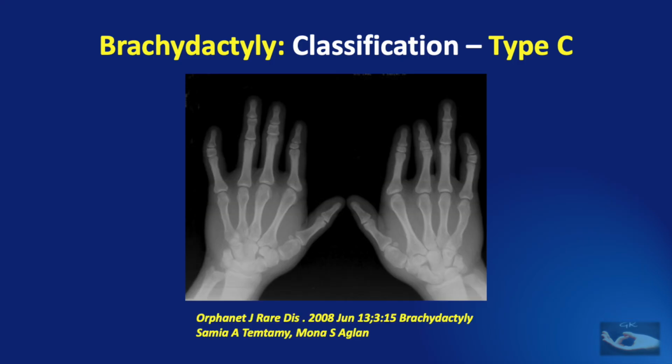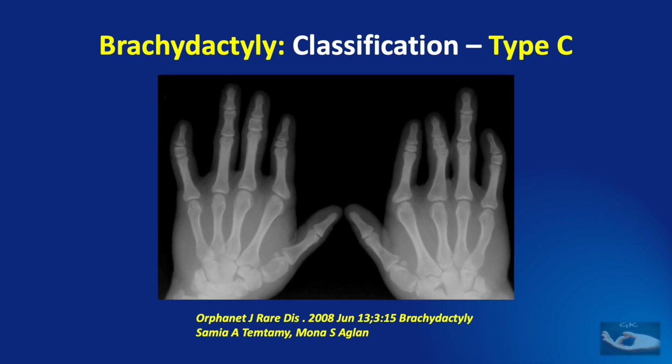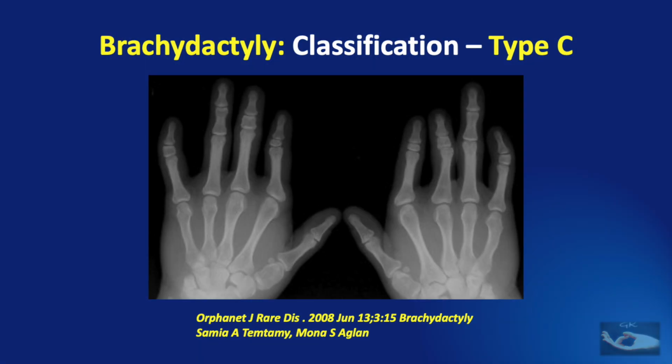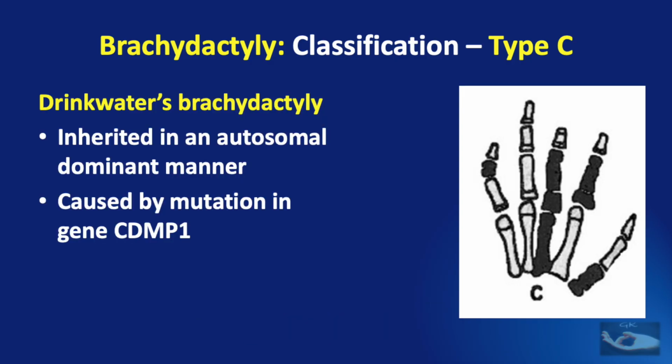A representative X-ray of this type of brachydactyly showing shortened middle phalanges of the second, third and fifth digits, shortening of the proximal phalanx with ulnar deviation of the index finger and shortened metacarpal of the thumb. This type of brachydactyly is also inherited in an autosomal dominant manner caused by mutation in gene CDMP1.